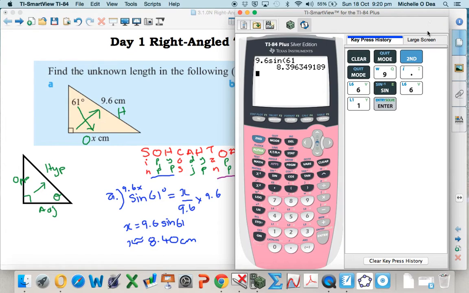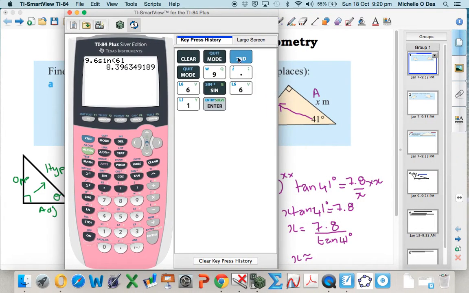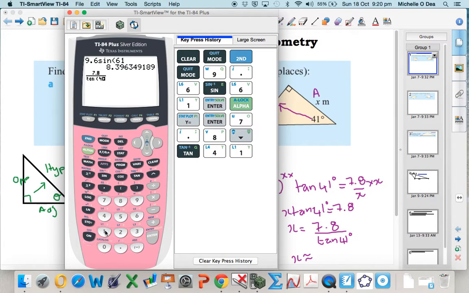Let's just move that out of the way, over to this side. And I would put that in just using my fraction function. So alpha, y equals enter, and then I can put it in just how it looks on the page. 7.8 over, and then again just type it in as it looks, tan 41, enter.